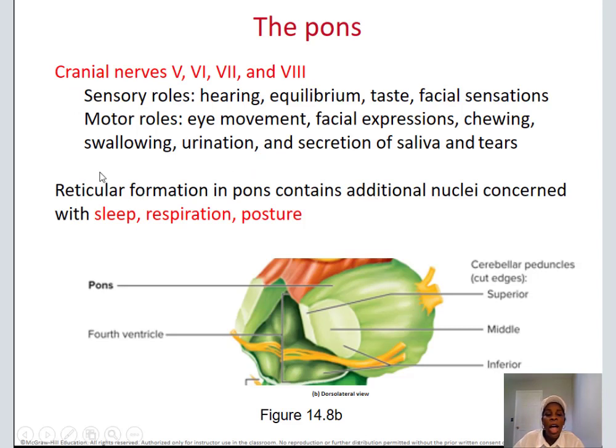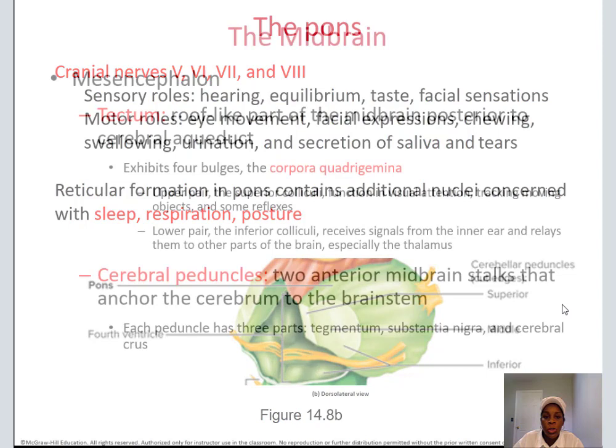They also have the reticular formation that will control your sleep, respiration, and posture. Look at the cranial nerves that come out of it, 5, 6, 7, and 8. So the pons, like I said, is a bridge connecting the part of the brain in the front to the cerebellum. It has peduncles. Peduncles mean what? Little feet. Superior, middle, and inferior. It's part of the fourth ventricle also.